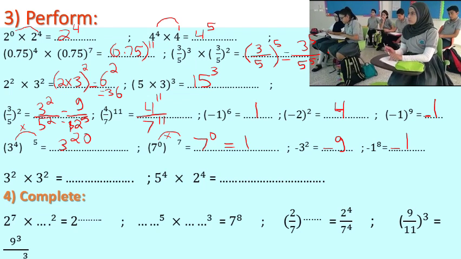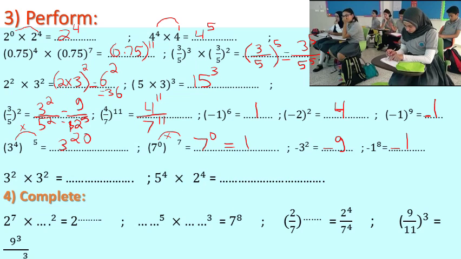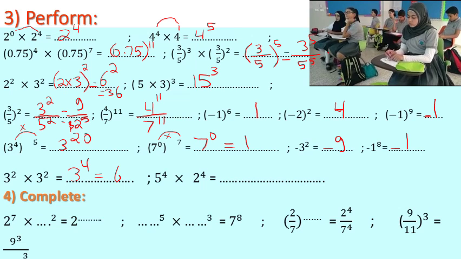3 squared times 3 squared, Badia. The answer is? We put parentheses and add 2 plus 2. We have 3 to the power 4. This is 3 to the power 4, which equals 81.